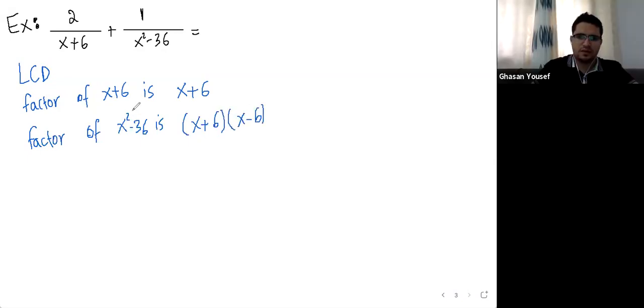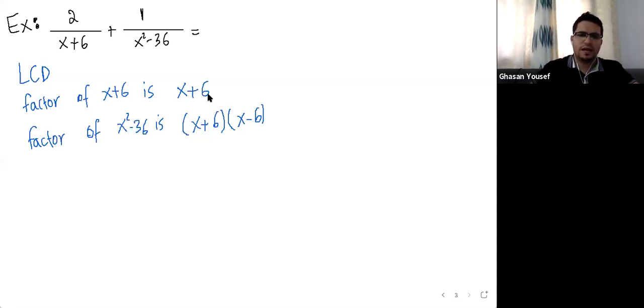This is called the difference of squares. We talked about this last time. I gave the property of the difference of squares: the square root of the first term minus the square root of the second term, times the square root of the first term plus the square root of the second term. So x plus 6 times x minus 6.